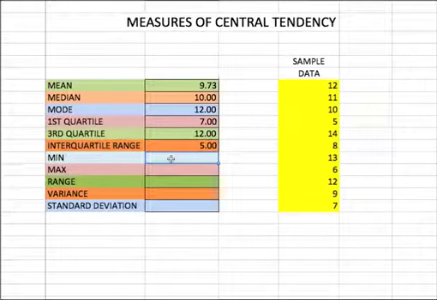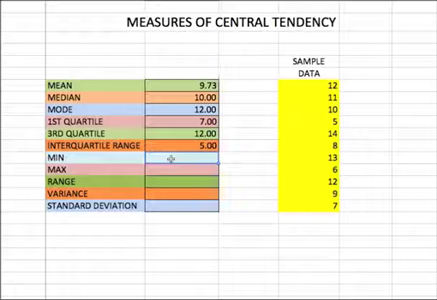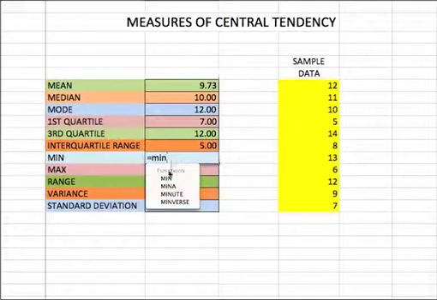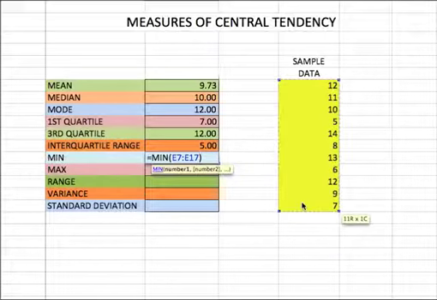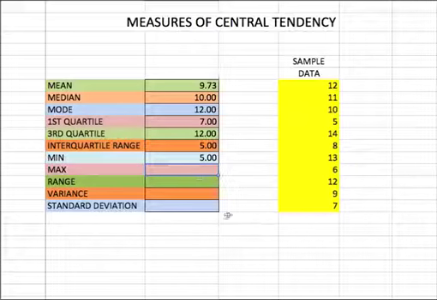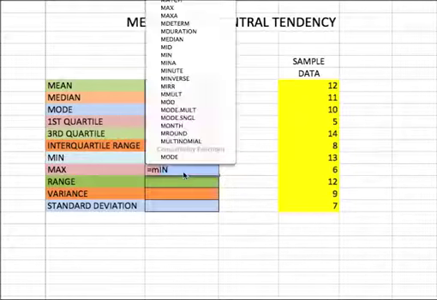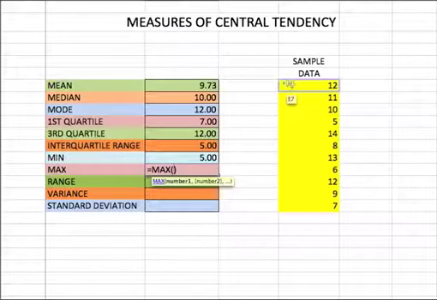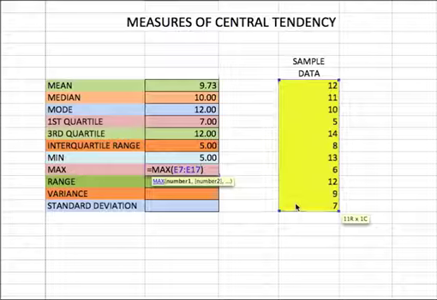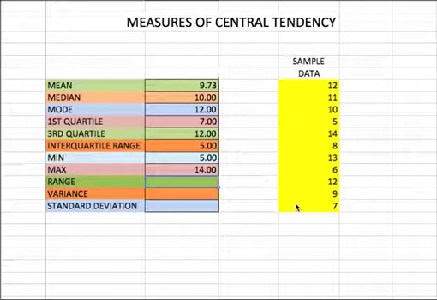To calculate the minimum, there is a function in Excel called minimum, and so we will start typing that. When we see it in the drop-down menu, we'll highlight it, then highlight our data and push enter. For the maximum, it would be a similar entry. We will start typing max. We will see max appear in our drop-down menu. Highlight our data, push enter, and the max will appear.